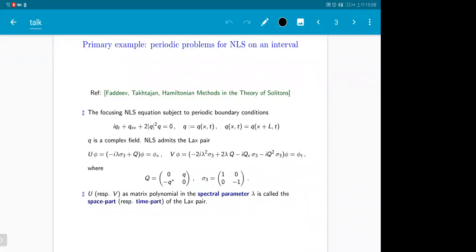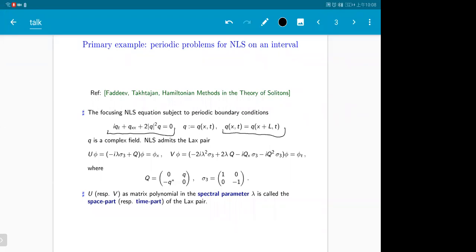Let's look at a concrete example. Let's take the nonlinear Schrodinger equation as our primary example. The equation is defined like this. This is the focusing NLS equation, where q is a complex field. Let's first impose the periodic boundary conditions, so that q repeats itself with the length of L.